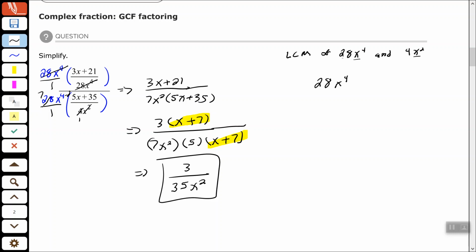All right, so again, we found the least common multiple of our small fractions. We multiplied everything by that least common multiple to get rid of those small fractions so we wouldn't have a complex fraction anymore. And then we simplify it by factoring.